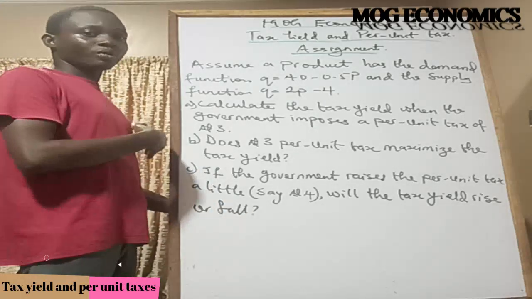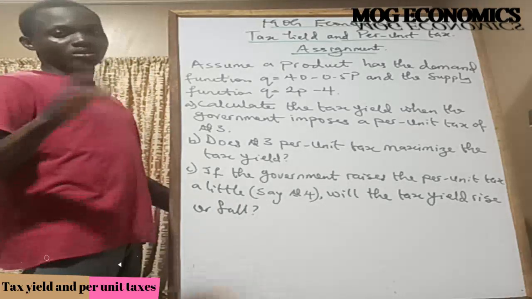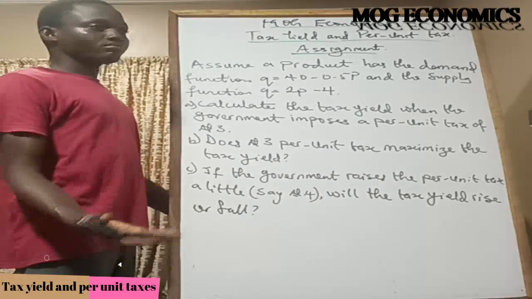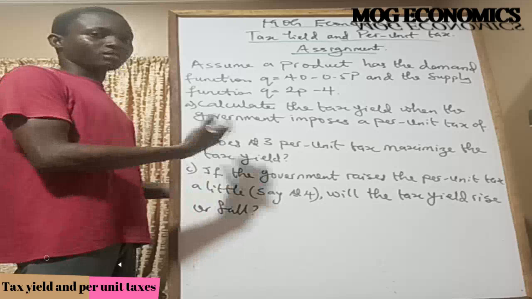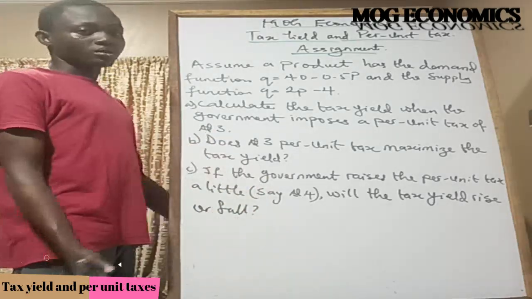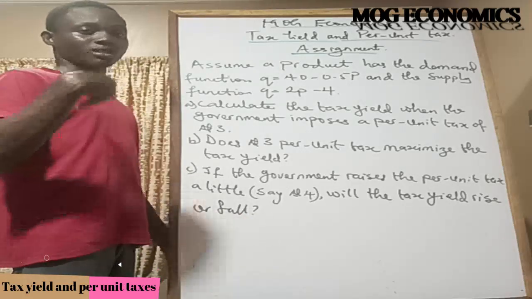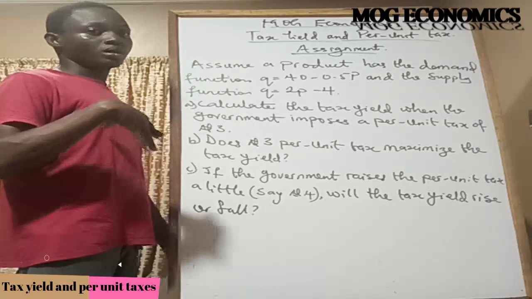Then after a maximum point, you come down. You cannot have two maximum points. After a maximum point, the next point is something that is lower than the maximum. So if you get a 4, whereas the tax that maximizes tax yield is 3.5, then that means 4 is going to lower tax yield. Any number apart from that tax yield maximizing per unit tax is going to lower tax yield.